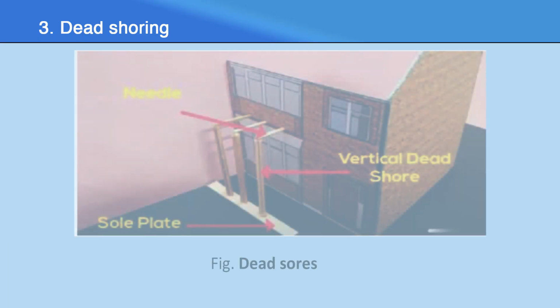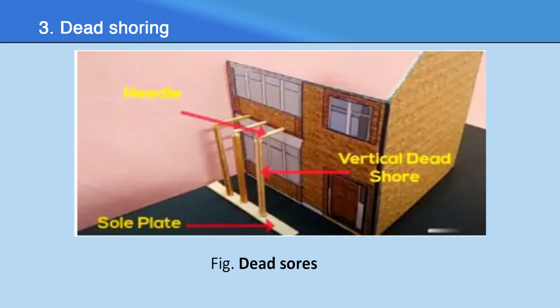The sequence of removal should be needle, shuttering form, opening, third the floor shuttering inside, and the fourth rack shores. This is the photograph of the dead shores. In the section you can see one needle is inserted into the wall, which is supported by the dead shores and the shorings, which is shown in the front elevations.